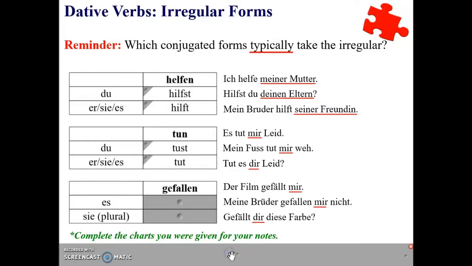And then gefallen should be maybe familiar from German 1. Es gefällt, and the Sie plural stays gefallen, not irregular. Maybe you remember seeing this in German 1. For example, der Film gefällt mir. I like the movie. Meine Brüder gefallen mir nicht. I don't like my brothers. Gefällt dir diese Farbe? Do you like this color? So you'll notice that gefallen is used a little differently in those examples.